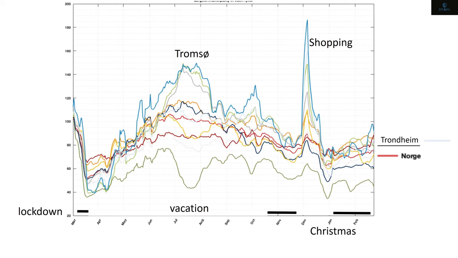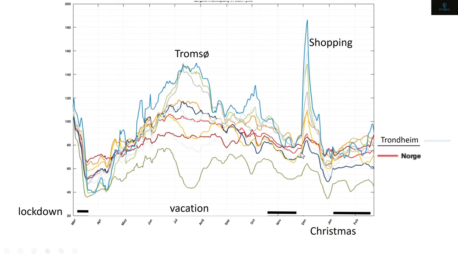It's the number of movements out from the main cities in Norway. I think the red one is in fact Oslo. What you see is an enormous drop in mobility after the first lockdown in March. And then here's the summer and the vacation. People move. Lots of people went to Tromsø because they couldn't go to Mallorca.